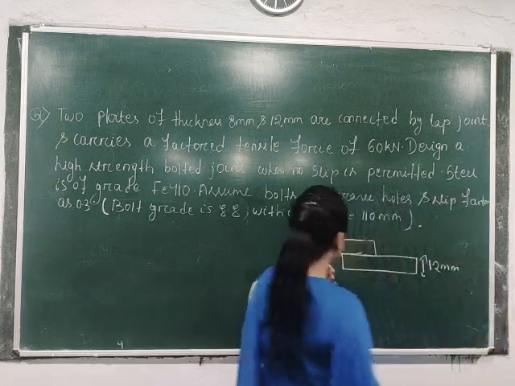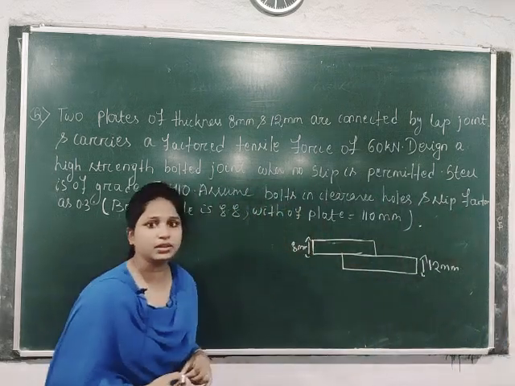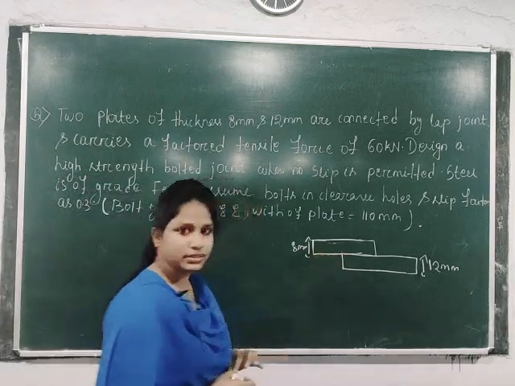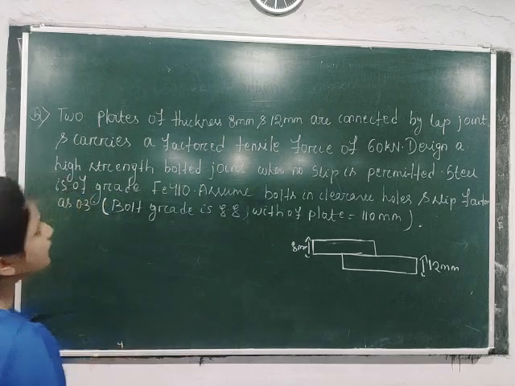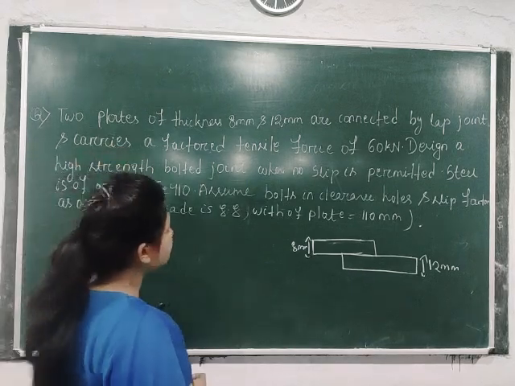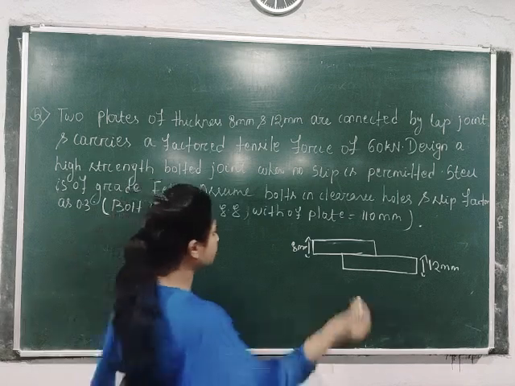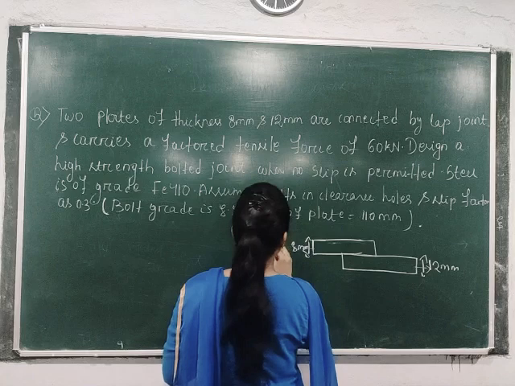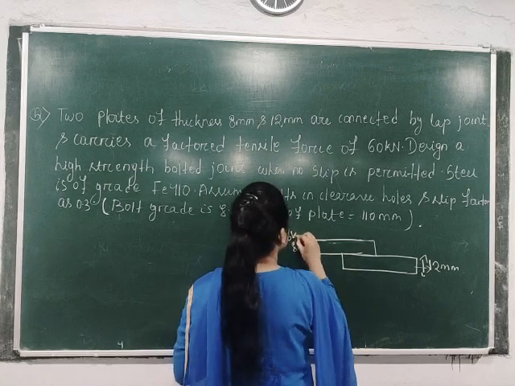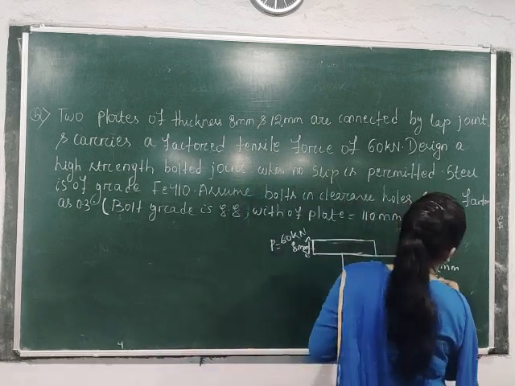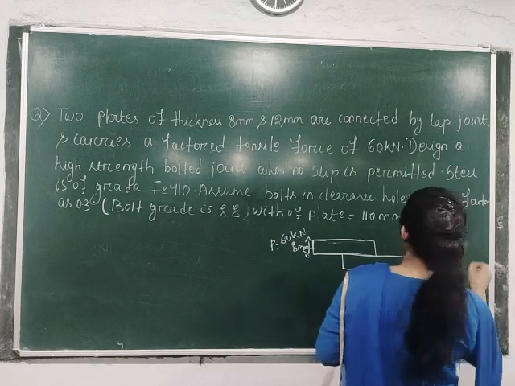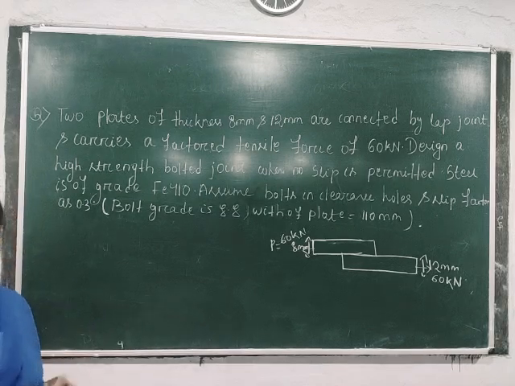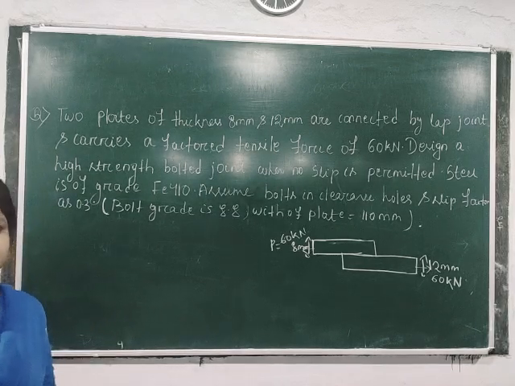Okay. So here you can see these two plates are connected with the help of lap joint. These two plates are aligned over each other, so this is the case of lap joint. And it carries a factored tensile force of 60 kilonewton. So the external applied load is 60 kilonewton. This amount of load the joint is going to transfer from one member to another member.